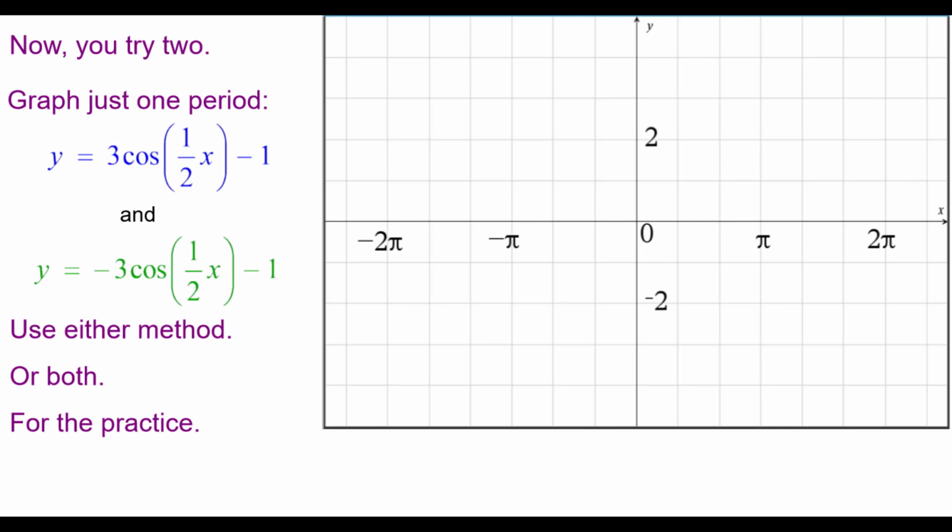Now you try 2. Just graph one period of this if you want. I think I'll graph 2. Use either method or both for the practice. Pause if needed.